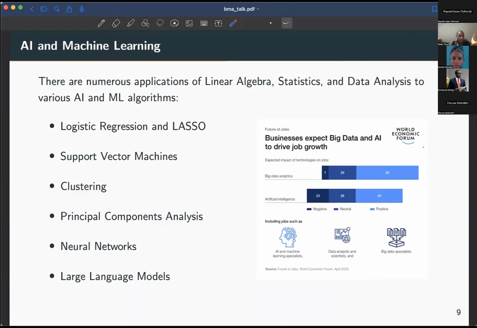Again, I go back to the World Economic Forum, and they expect that a lot of the business operations will be influenced by machine learning and by artificial intelligence, whether it's the classic one of logistic regression or penalized regression, the lasso operator, or any of these things.